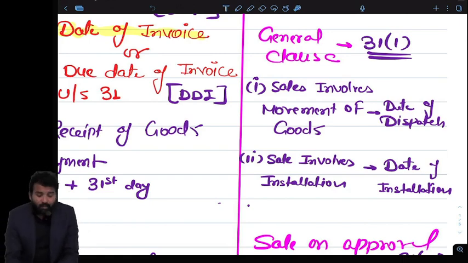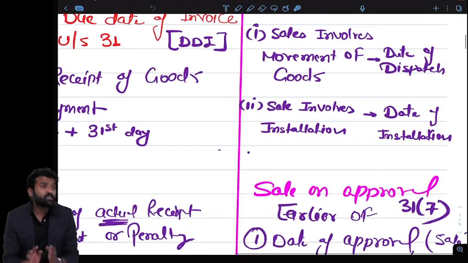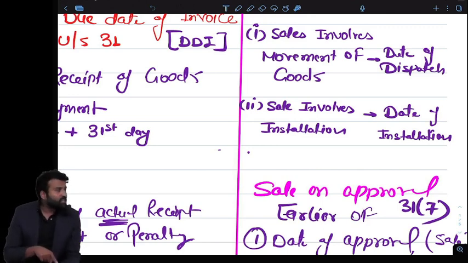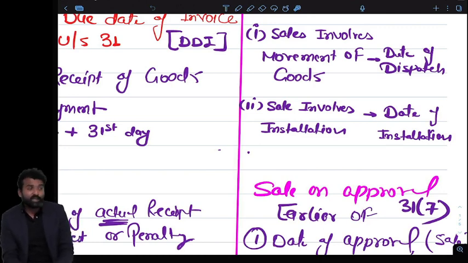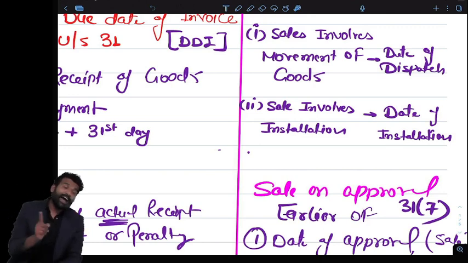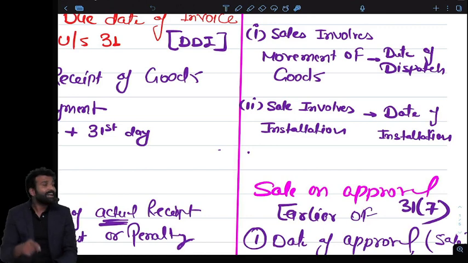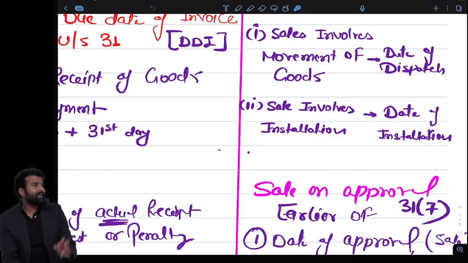Yeah. But sir, if some goods involve installation, then what will happen? Then installation is the due date of invoice. If my goods need installation, then on the date on which I am installing the goods, I have to issue the invoice. If I issued the invoice before that date, then the date of invoice is the time of supply. If I have not issued the invoice before that date, then the date of installation is the time of supply. So if my goods need some kind of installation, then it will be the date of installation.